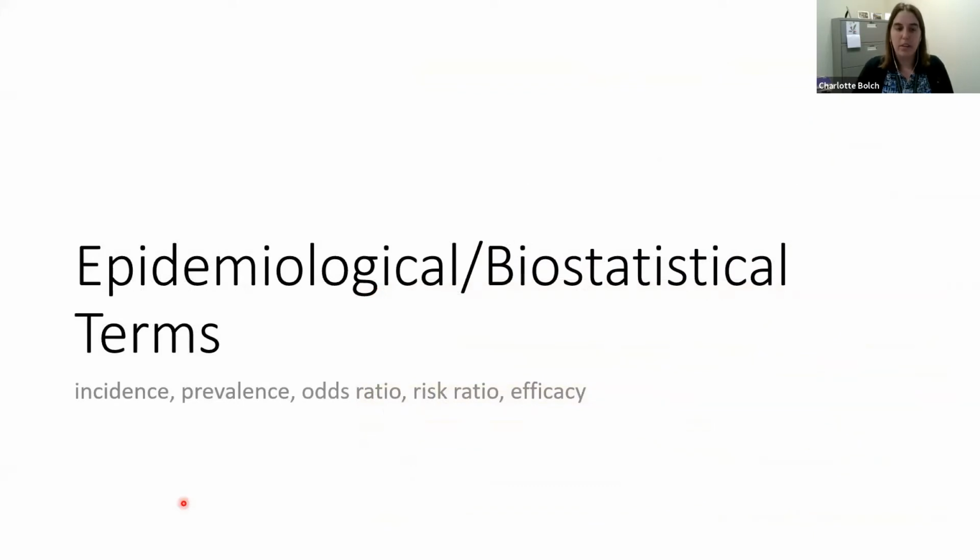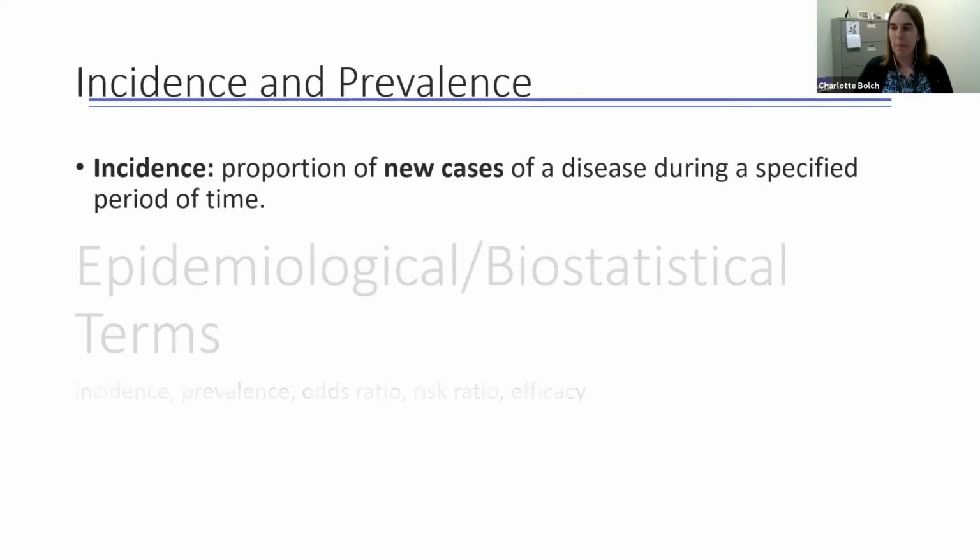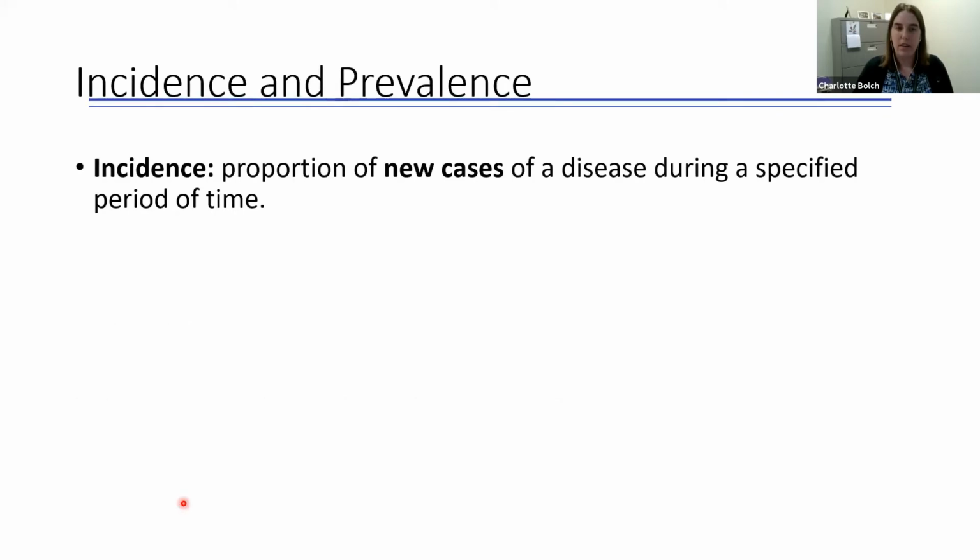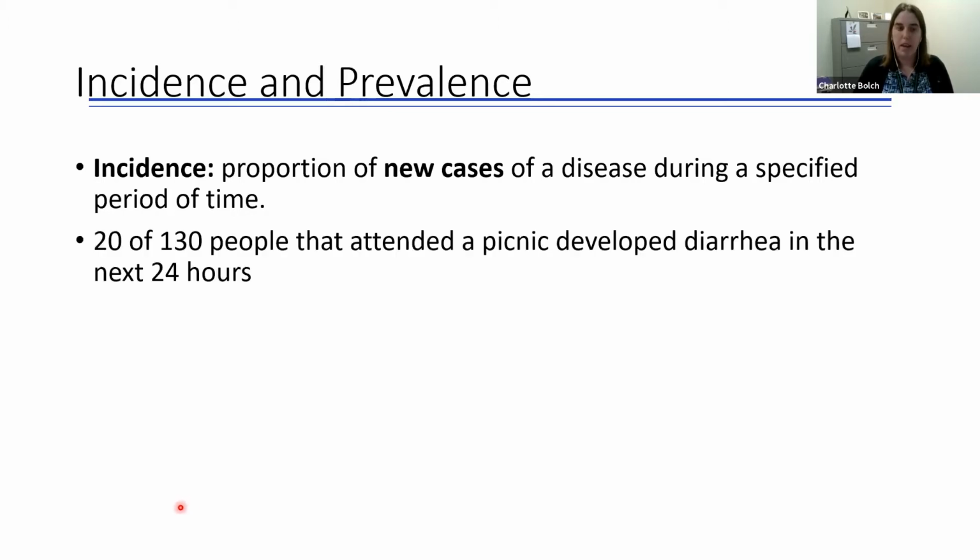So next, we're going to go into some epidemiological and biostatistical terms that are seen through these vaccine articles and also other clinical trial articles as well. First, we're going to talk about incidence. Incidence is the proportion of new cases of a disease during a specified time period. An example of this might be 20 of 130 people that attended a picnic developed diarrhea in the next 24 hours, which is not good.